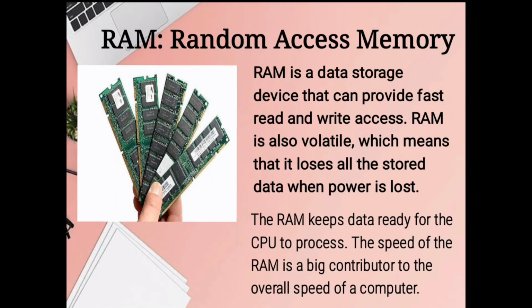RAM, or Random Access Memory. RAM is a data storage device that can provide fast read and write access. RAM is also volatile, which means that it loses all the stored data when power is lost. The RAM keeps data ready for the CPU to process. The speed of the RAM is a big contributor to the overall speed of a computer.